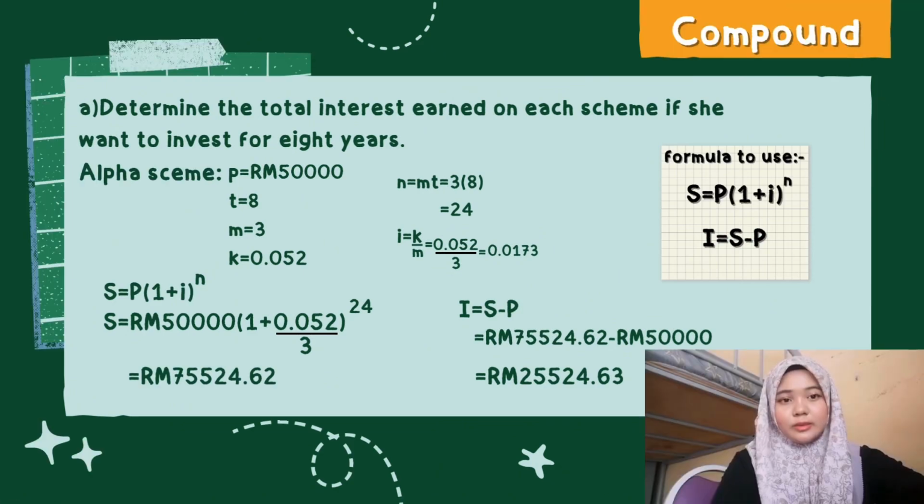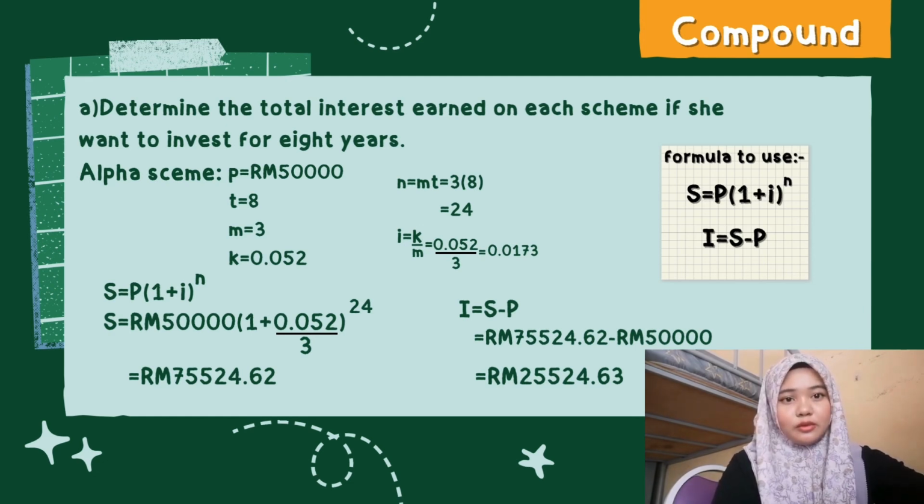The question is, find the total interest earned on each plan if she wants to invest for 8 years. First, P equals 50,000, T equals 8, N equals 3, K equals 0.052. For N, we use the formula MT and we got 24. For I, we use the formula K per M and we got 0.0173.